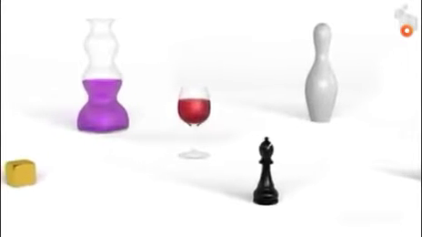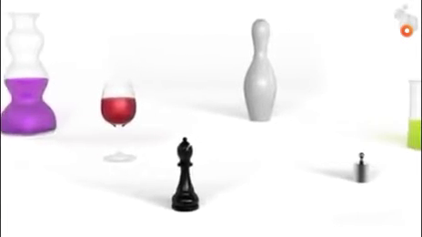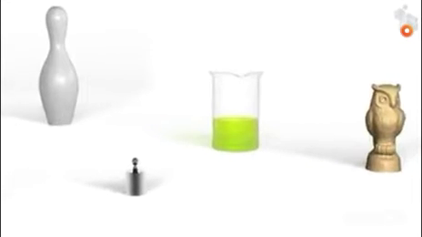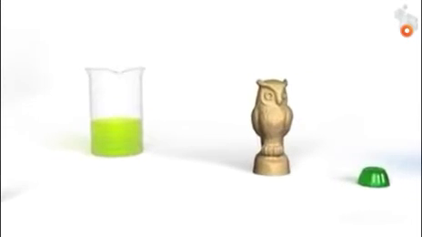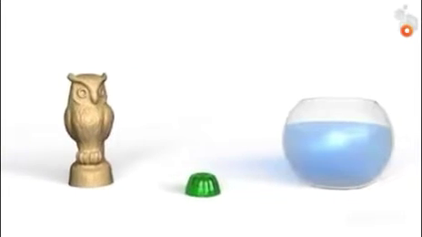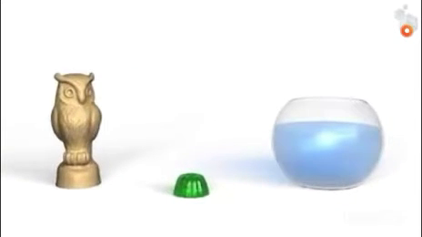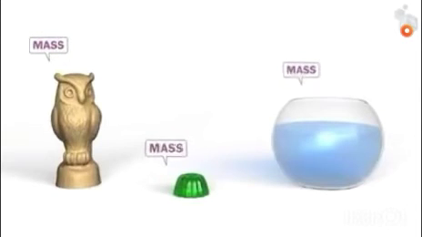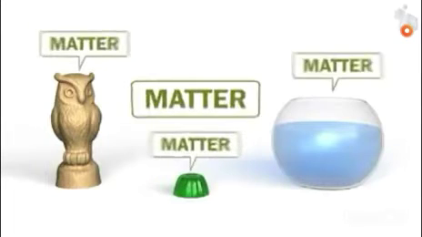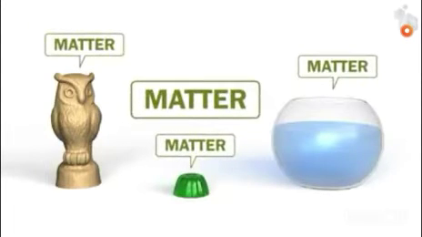So children, you observe many things around you. In your surrounding there are various objects, whether big or small, thin or fat, small or huge. But children, these objects also have two things in common. The first one is mass, next is volume. So any object that has mass and volume is called matter. So matter has volume and mass.